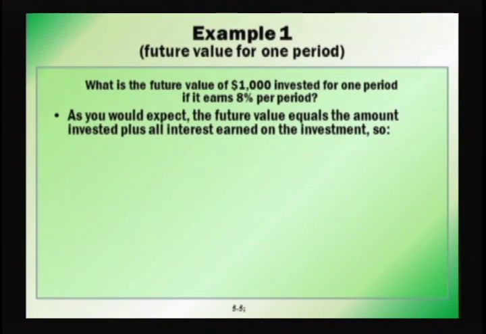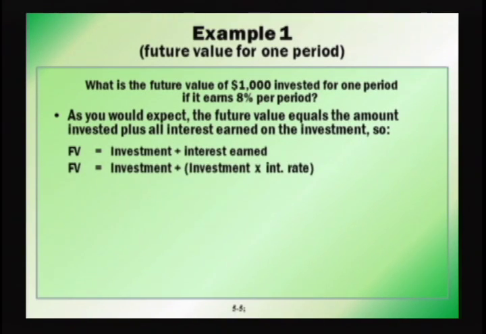The future value equals the amount invested plus the interest earned. So here's how you could write that out. The future value, FV, equals investment plus interest earned. The interest earned is the investment times the interest rate.